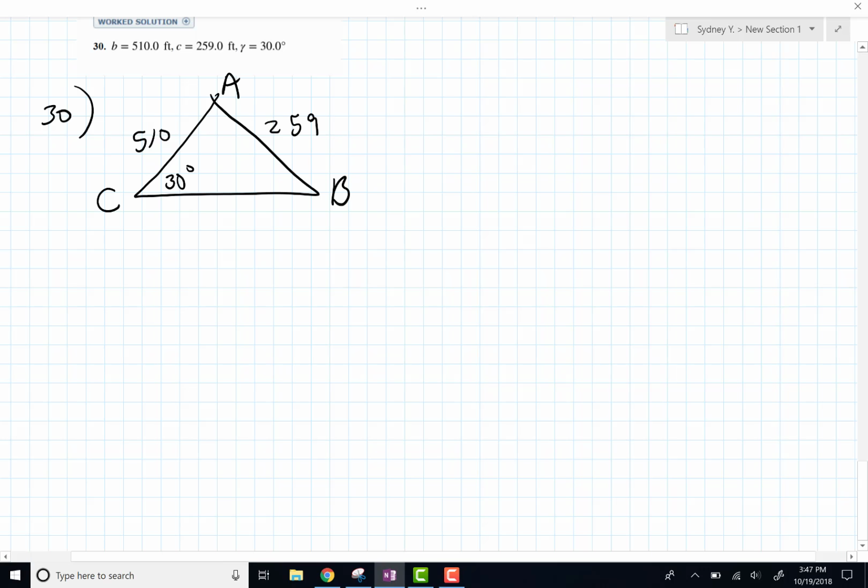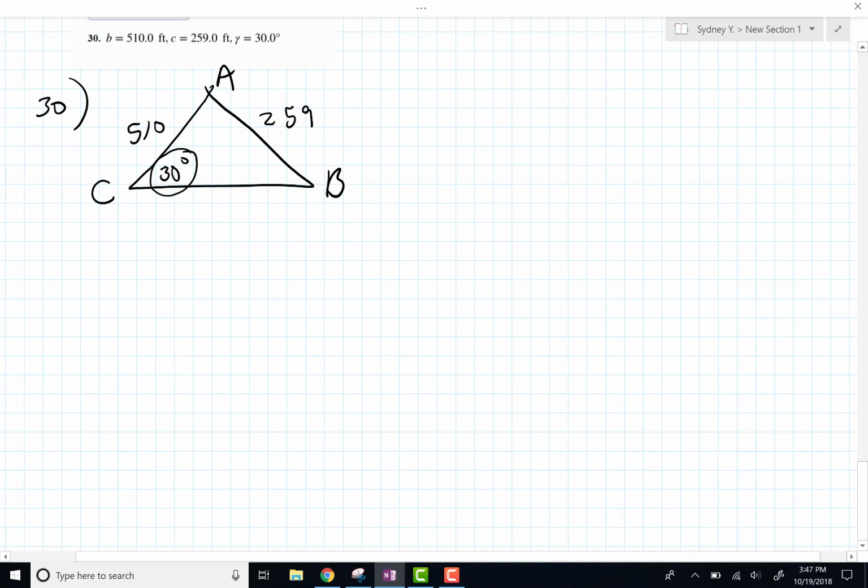Okay, so I drew my just generic triangle. If there's only one angle given, I like to draw it down in the corner there, just because that's the way I like to see my triangles. I have trouble turning them in my head. So I put the C down here, and then across from it was the 259, and then the B I put over there, so across from it was the 510, and then the A's up there.